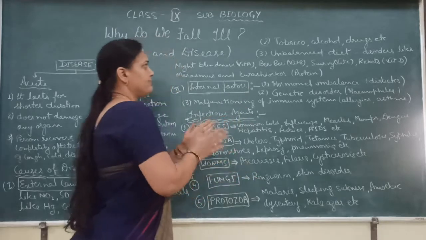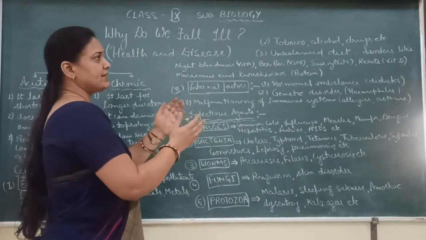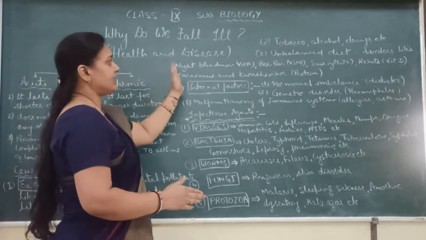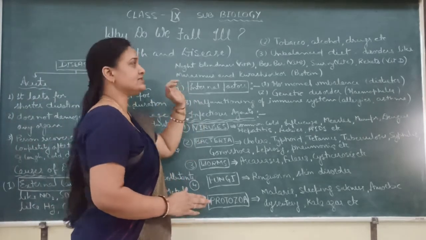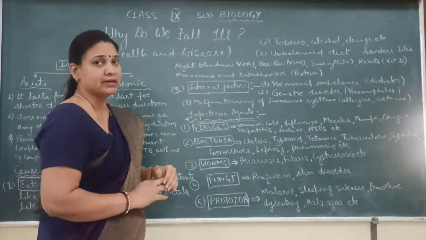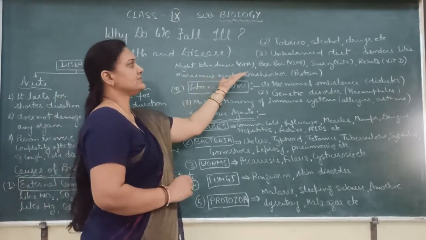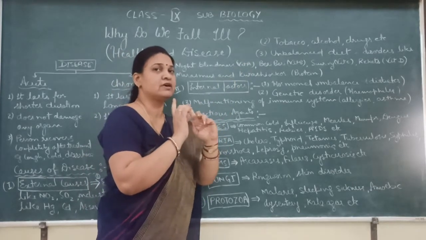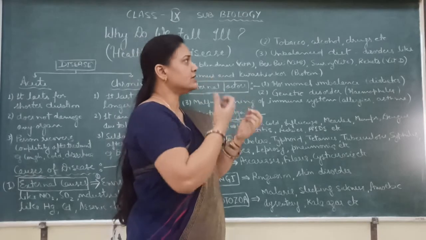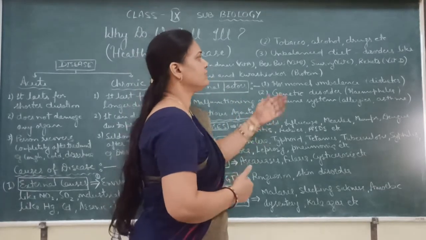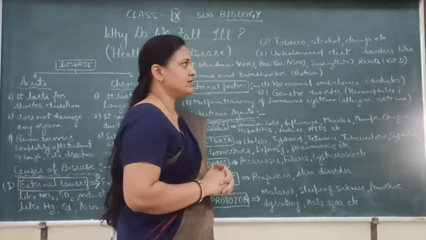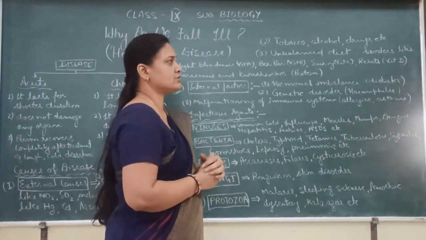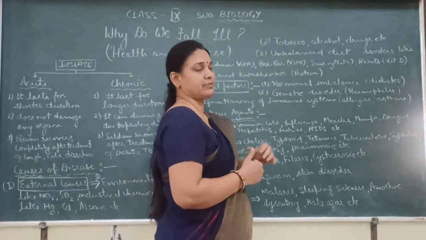If the diet is not balanced, then many disorders can occur, like night blindness. Night blindness is a disease caused by the deficiency of vitamin A. Beriberi is a disease caused by the deficiency of vitamin B. Scurvy is the disease of swollen and bleeding gums. This is due to the deficiency of vitamin C. And rickets is the disease of bones. It weakens the bones, due to the deficiency of vitamin D.